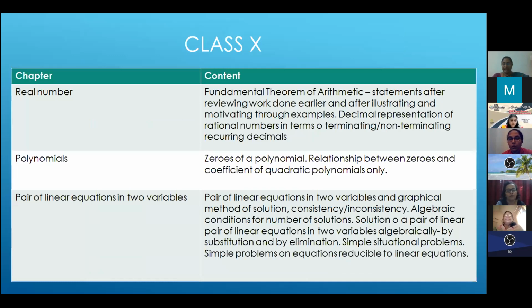This is also like CBSE has given clearly, the same thing. Now we are dealing with class 10. The first chapter of class 10, Euclid's division lemma is not there. That's why all other main headings are there. You can see, and all other things they have given.